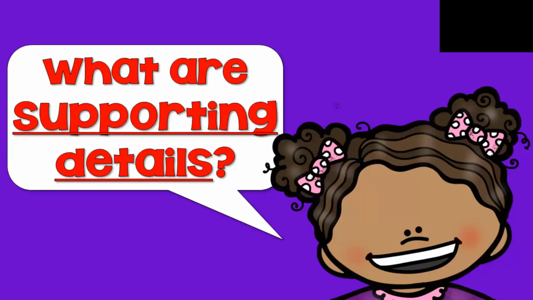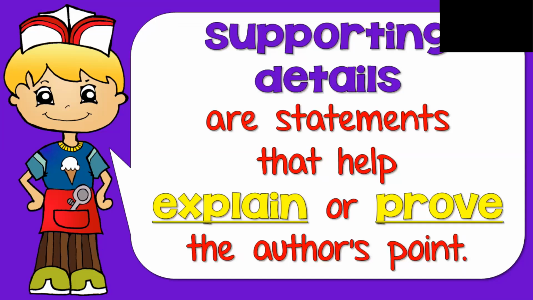So what are supporting details? Supporting details are statements that help explain or prove the author's point, right? If you think back to your opinion piece, you gave details or statements that helped to prove your point. You would say, in my opinion, I think this, and you'd give details to explain yourself and to prove yourself. This is the same exact idea. The author will give statements to prove their point. And remember, the author's point is the main idea.